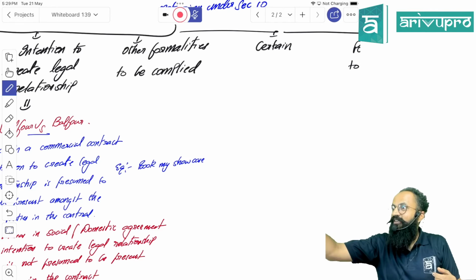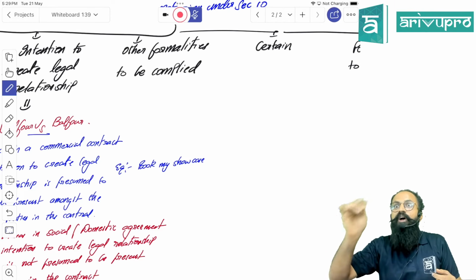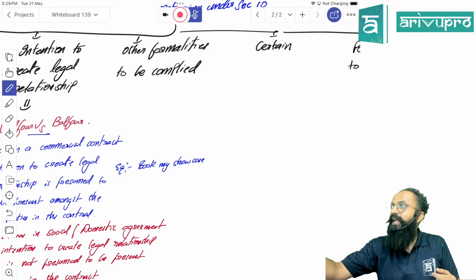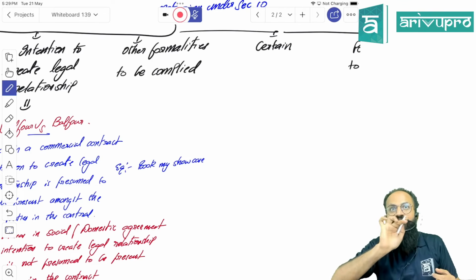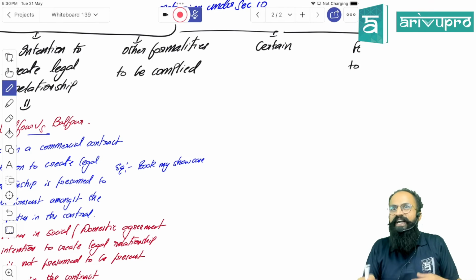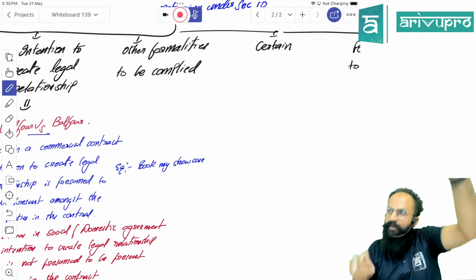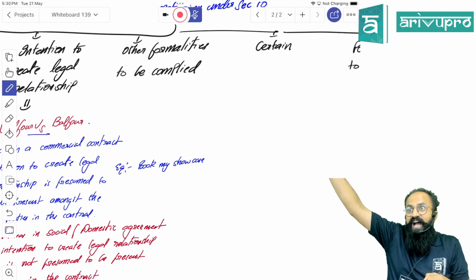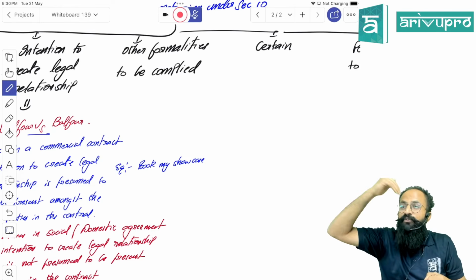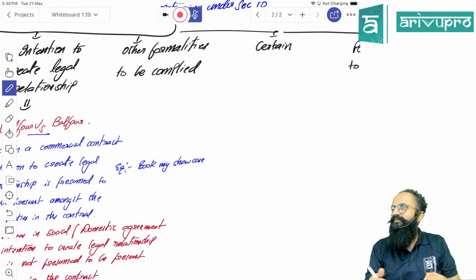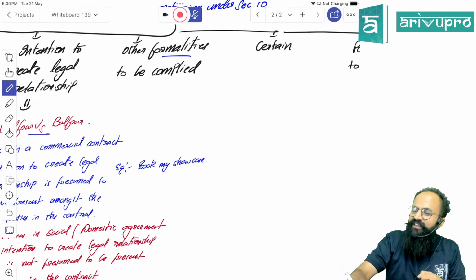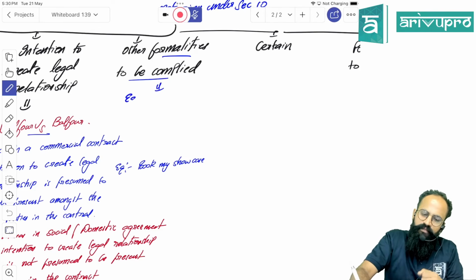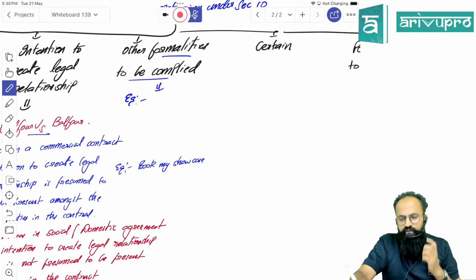Now, the IRDA Act says you have to make sure all insurance acts are in writing. Oral is not valid. Now, it's a contract only. A contract between you and an insurance company is a contract, but it also comes under the Insurance Act. If another act says something, you have to follow the other act also. Understood? That's what they have written. Other formalities, if any, to be complied. Write down example: insurance contracts.